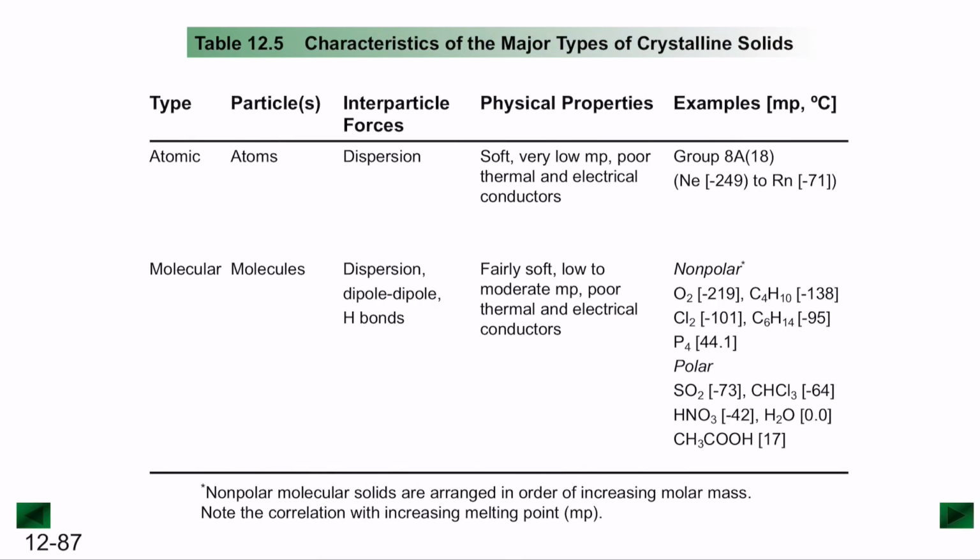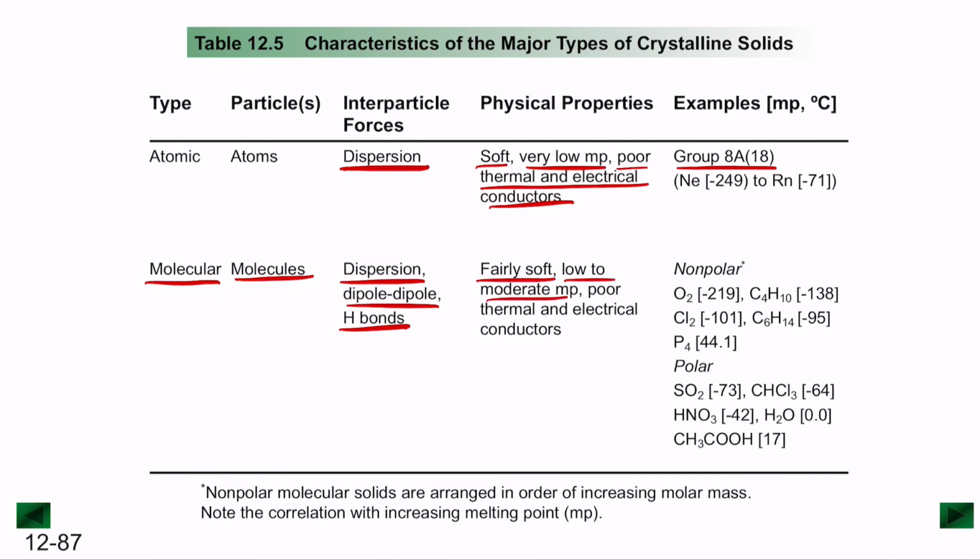So atomic solids generally have dispersion forces. They generally are very soft, have a very low melting point, and they are really poor thermal and electrical conductors. Most of them are group 8 elements, which are generally noble gases. And you have molecular solids, which are generally molecules held together by dispersion, dipole-dipole, or hydrogen bonds. They are generally fairly soft. They have a low to moderate melting point, and they have really poor thermal and electrical conductivity.